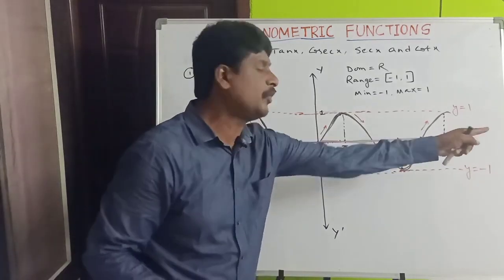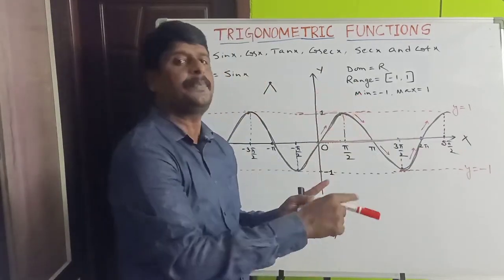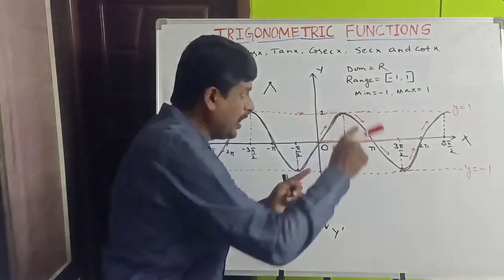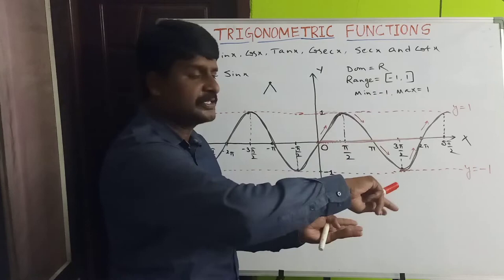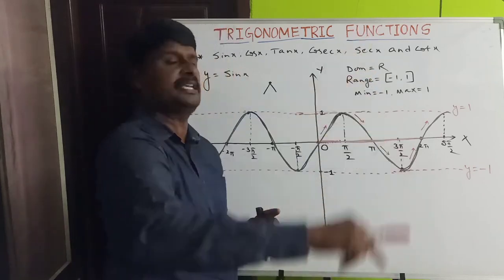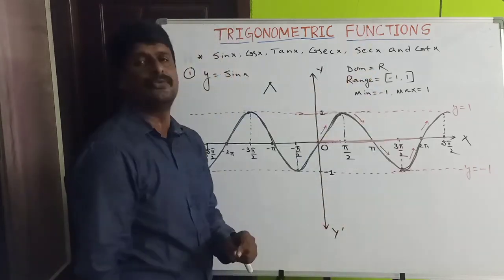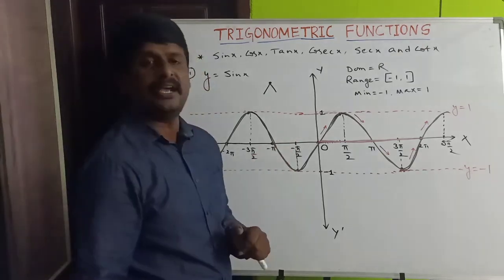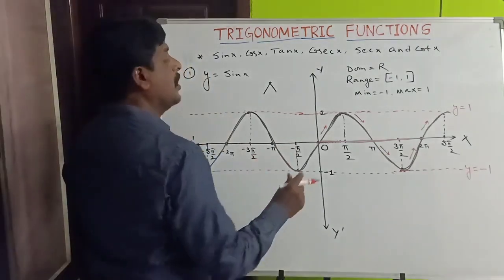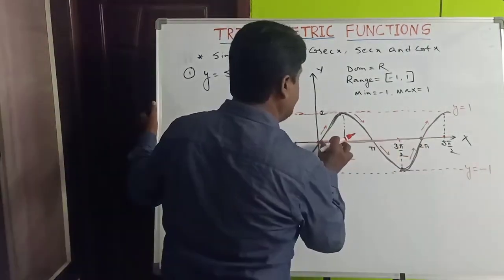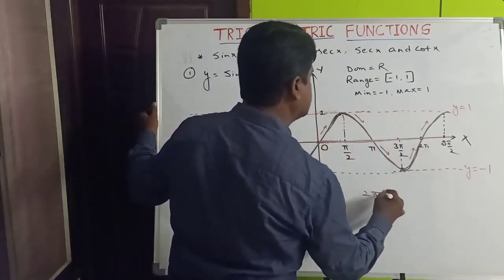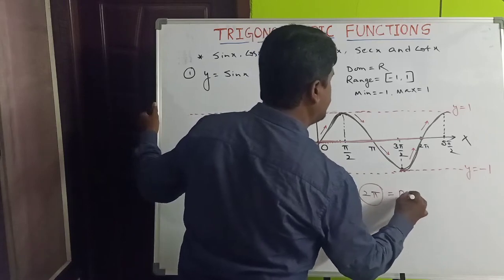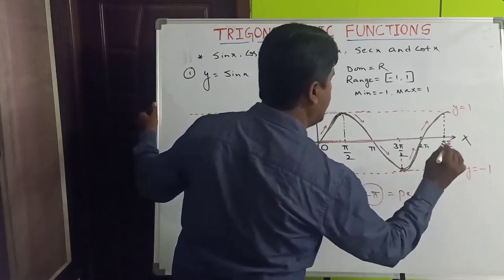For these x values, the graph is repeating every interval of length 2 pi. Again 2 pi to 4 pi we can see the same type of graph, one upward, one downward. Again 4 pi to 6 pi also the same type of graph, one upward, one downward. So it is always a periodic function. The length of the interval for which it is repeating is called its period. So the period of the function is 2 pi.